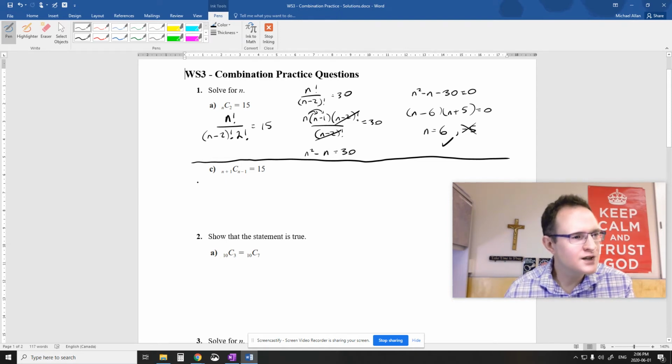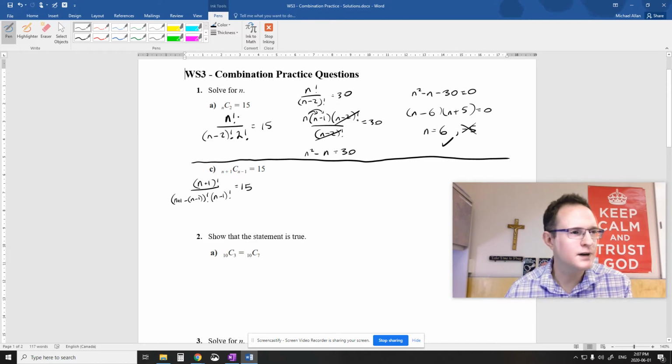Okay, so we're going to have n factorial on the top. So that's going to be (n plus 1) factorial because the n is this whole side and the r is the other side here. Then we're going to have (n minus r), so it's going to be (n plus 1 minus n minus 1) factorial. And then I have (n minus 1) factorial, and then I have 15 on this side.